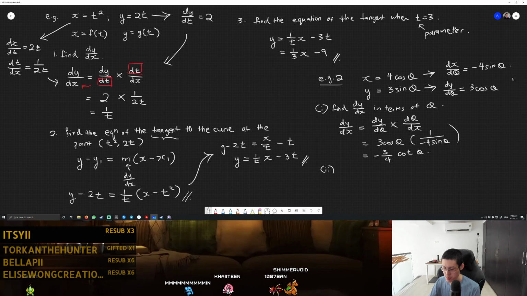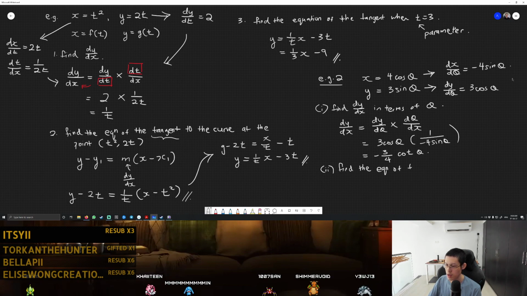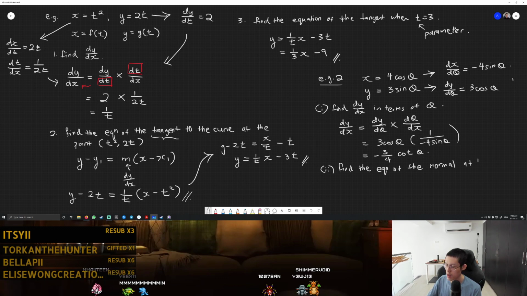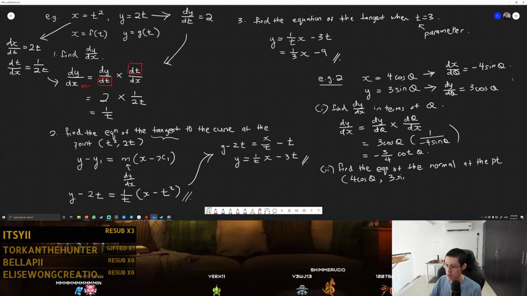So, for the next part, find the equation of the normal. Let's see here, find the equation of the normal at the point 4 cos theta, 3 sine theta.